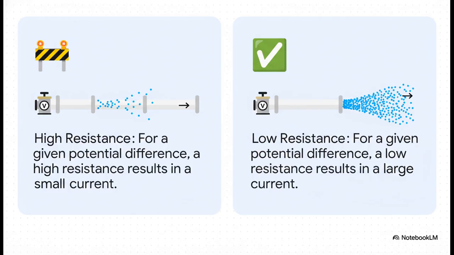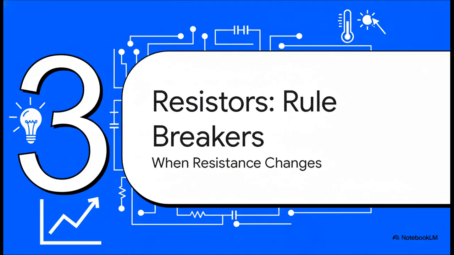As you can see here, if you have high resistance, so a really narrow pipe, you're only going to get a small current. But if you have a low resistance, a wide open pipe, you'll get a really large current. They have an inverse relationship. And now for the really interesting part. You see, Ohm's law is fantastic, but it works on the assumption that resistance is this constant, fixed value. But in the real world, some of the most useful components are the ones that actually break this rule.